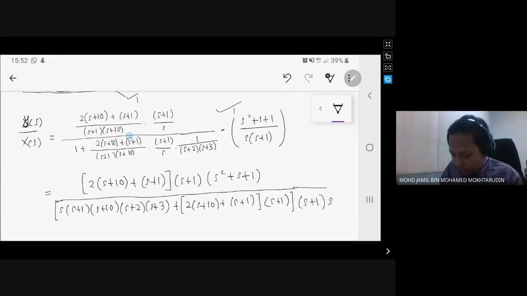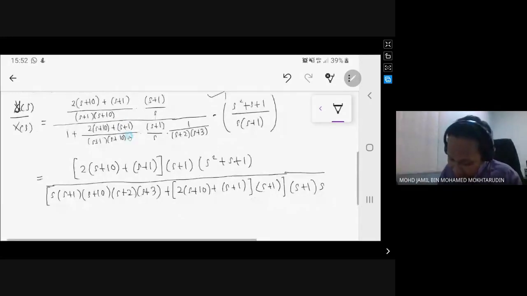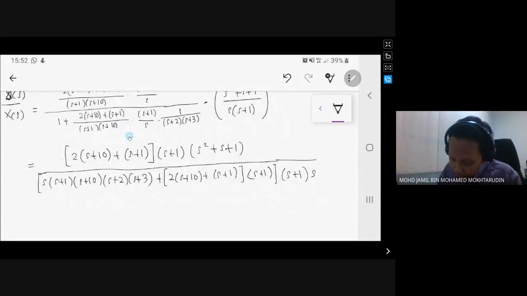Okay, so you can further simplify. Okay, I don't have the final answer, but if you get a simplified version, you can get 1 more mark for the final answer. All right, that's for the question mock test B.